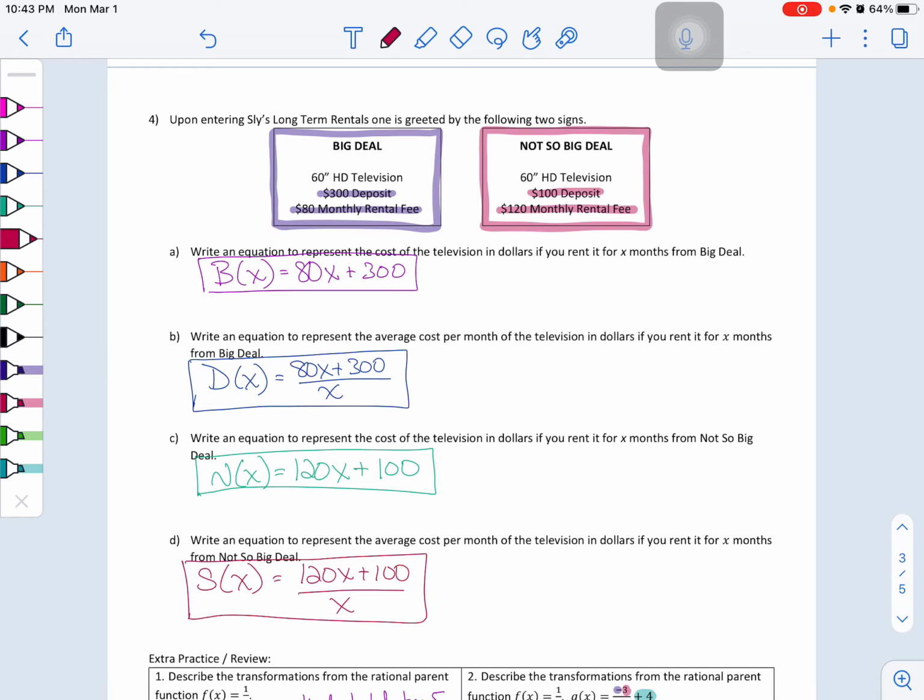All right, so that's the end of problem number 4. The extra practice and review that's at the end of the note sheet, it's on the key. If you have any questions or concerns, let me know so I can help you out with any of the problems that are on there.